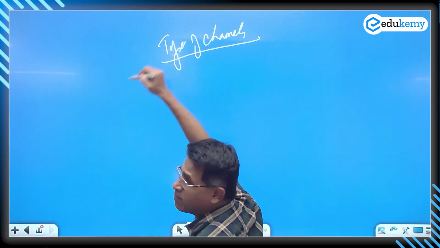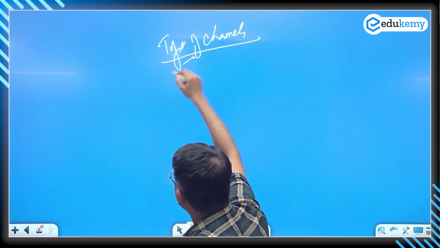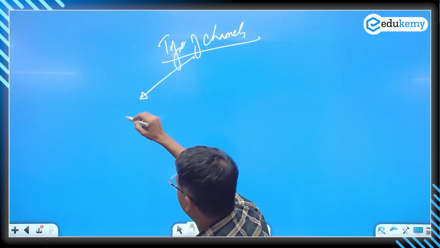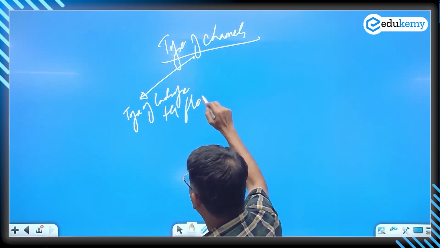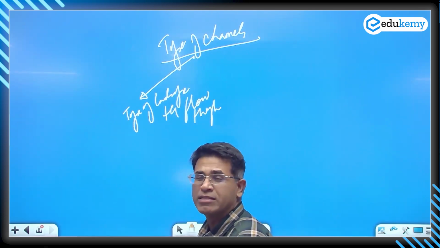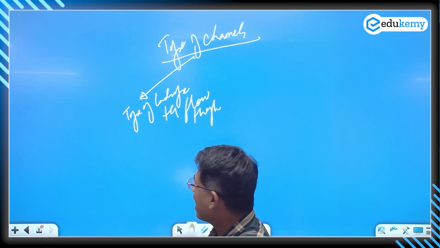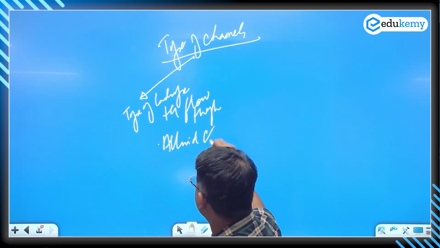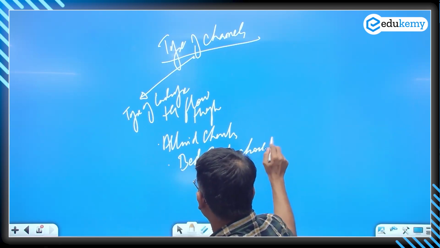What are the types of channels? Types of channels or types of streams, you can classify them on the basis of the type of landscape they flow through. They can be alluvial channels or they can be bedrock channels.